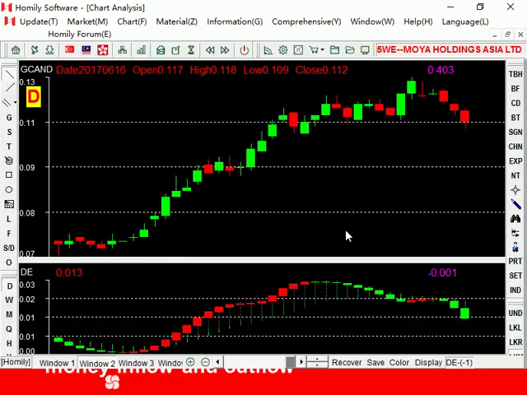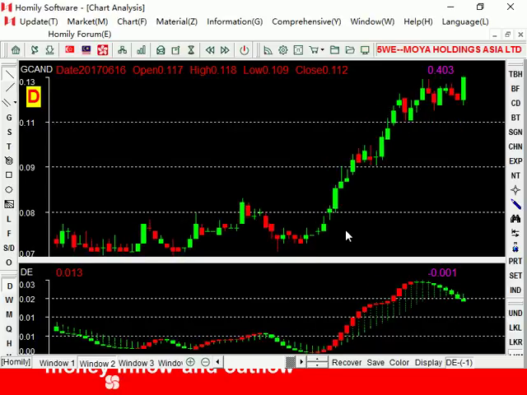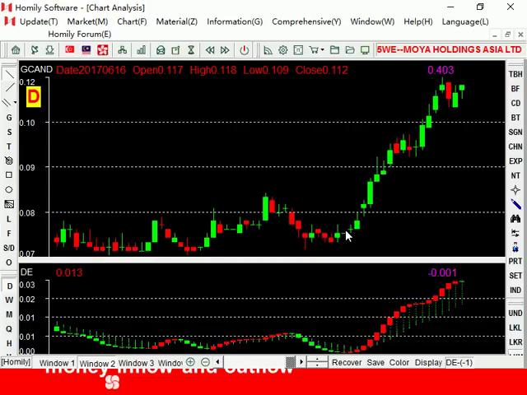So for this one, Moyer, because this is a recently active stock and many investors bought this stock, right? Okay, but recently is the trend an uptrend or a downtrend? How to confirm? We can see here, money inflow or outflow?